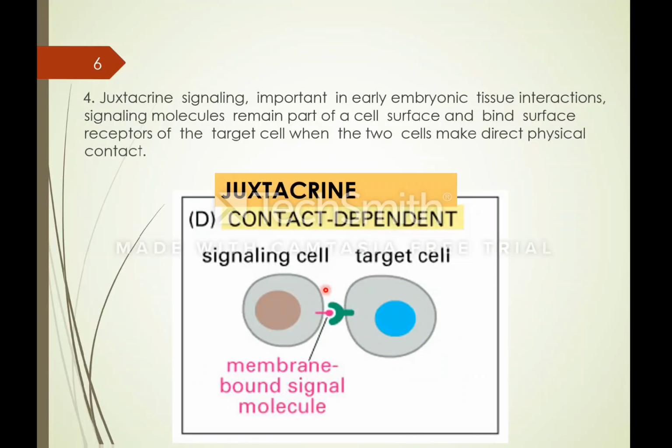But in juxtacrine signaling, which is very important in embryonic interaction and embryo development, the signaling cell and target cell are very close together. They are neighbors, adjacent together, and the signaling molecule remains on the cell surface and binds to the receptors of target cells that are located adjacent to it.